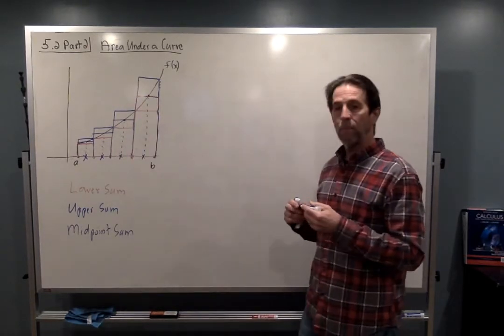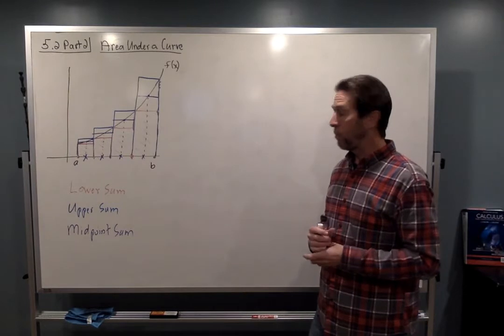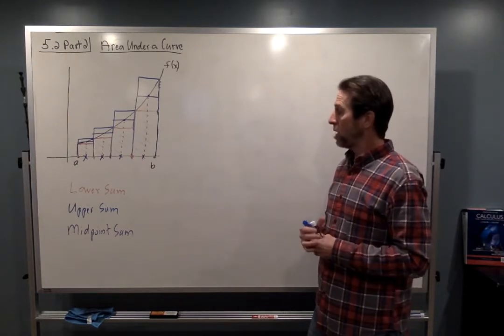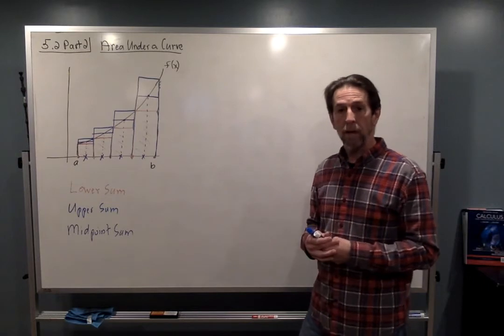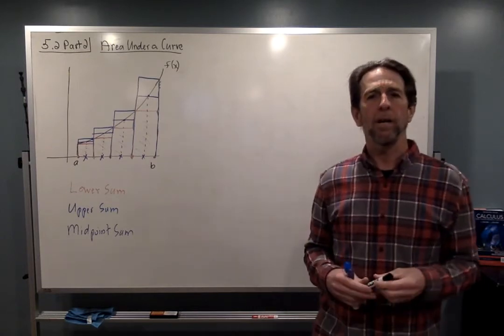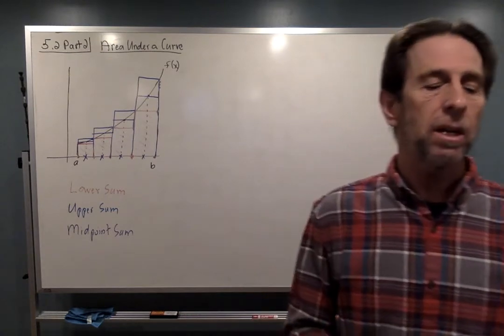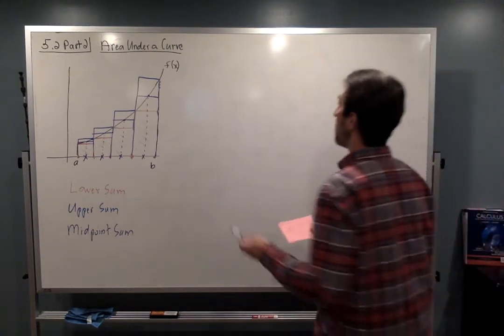Now the midpoint sum is not the average of the lower sum and upper sum necessarily, so we can't assume that. But the midpoint sum is still just adding a bunch of rectangles together. So that's kind of the theory behind trying to find the area underneath a curve. Let's take a look at a specific example.